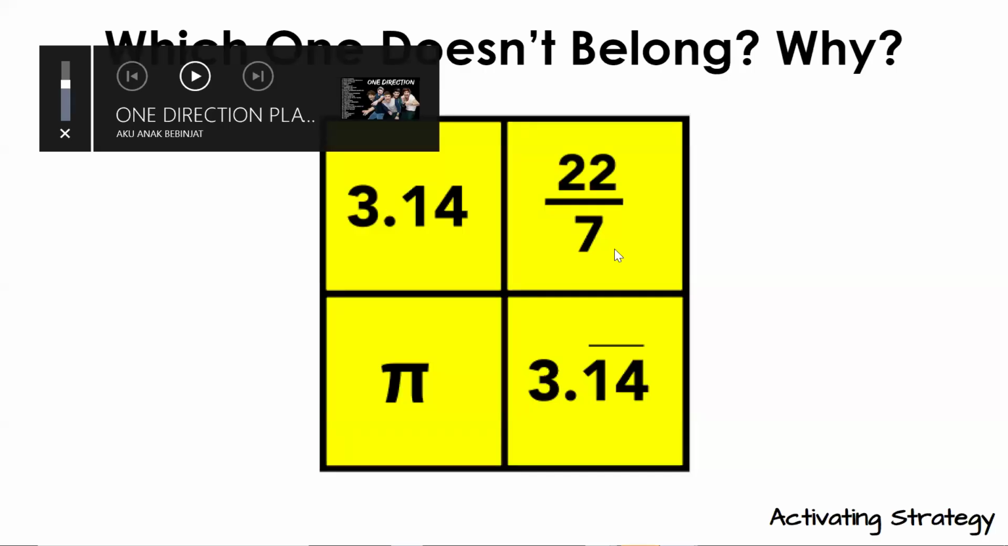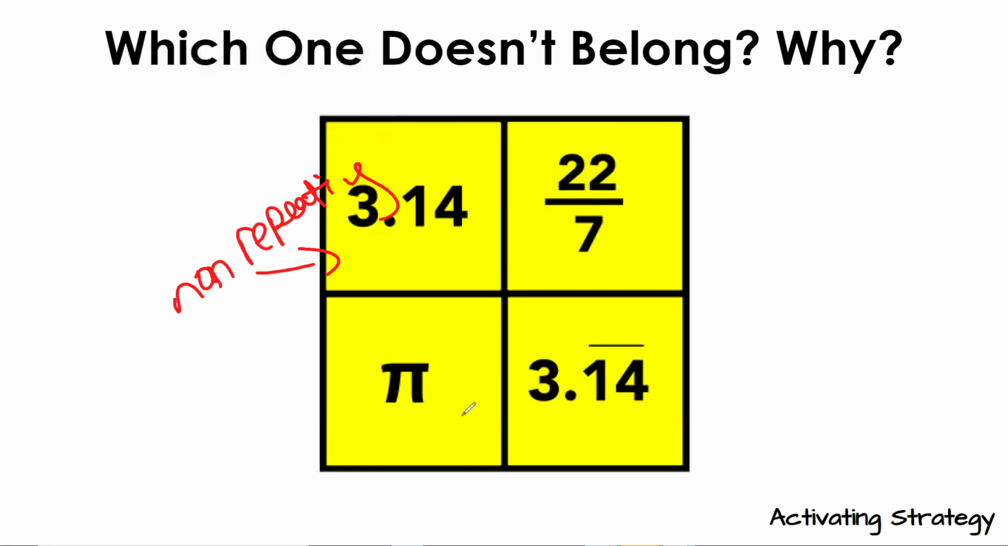This guy. Why? Because it's not a repeated decimal. Okay, cool. Non-repeating. You could have said pi, because it's a Greek letter, not a number.